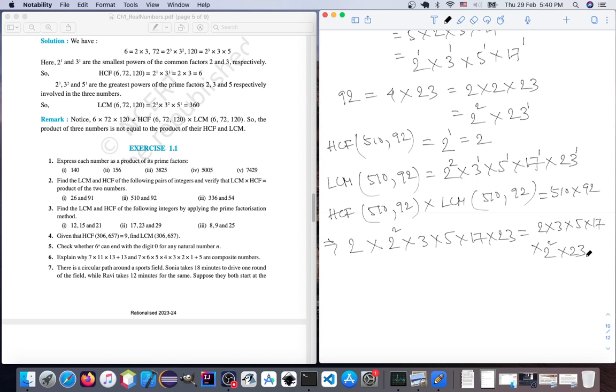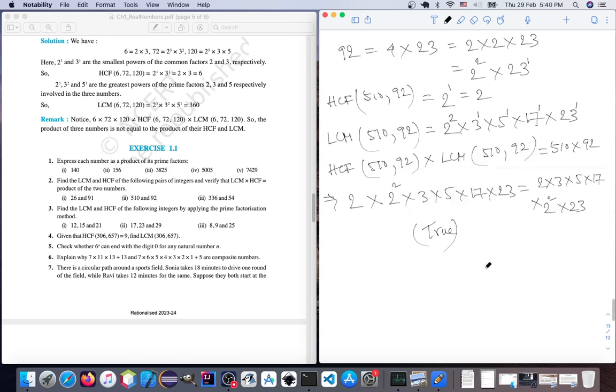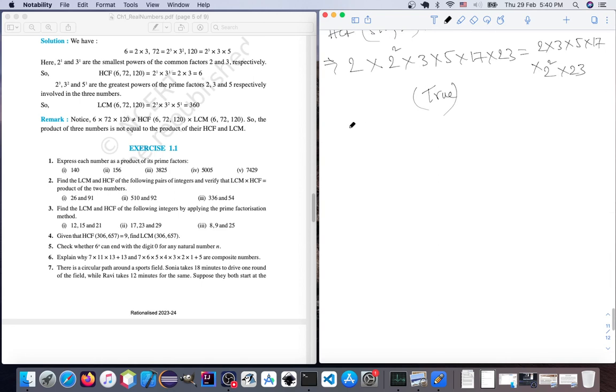Now check if the left hand side is equal to the right hand side. For 2 we have 2 cube on the left hand side. Right hand side we also have 2 cube. 3, 5, 17, 23, 3, 5, 17, 23. Yeah, this is true. Number 3.